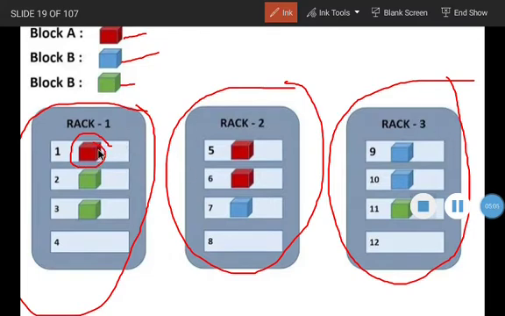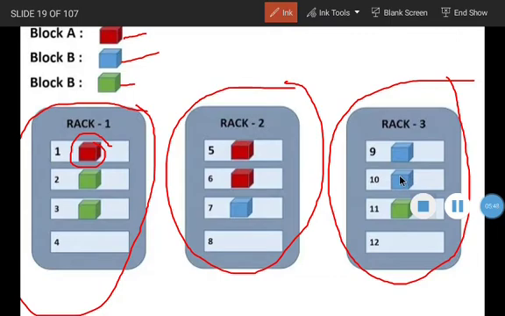And you can see the replication factor here also. Block A is present in rack 1, in the first system, and in rack 2 it is placed in the fifth system as well as the sixth system. If you observe block B, it is available in rack 2 here, and it is also available in the 9th and 10th systems in rack 3.